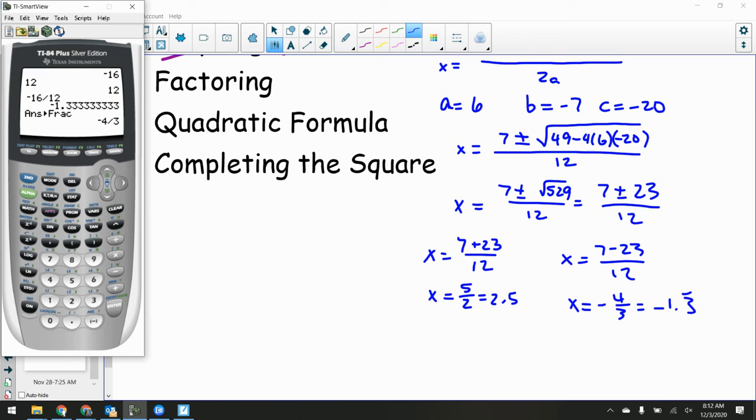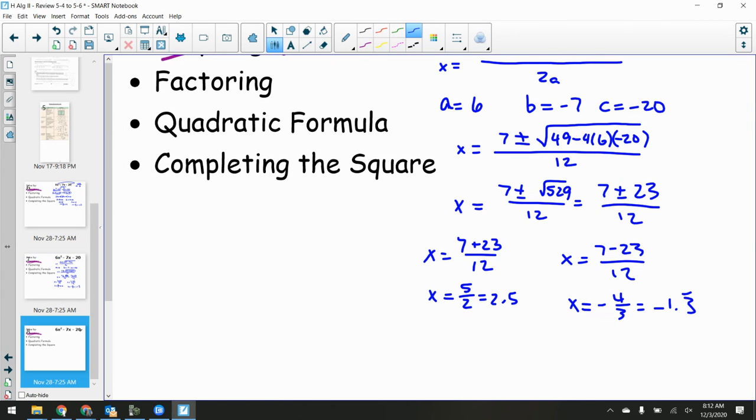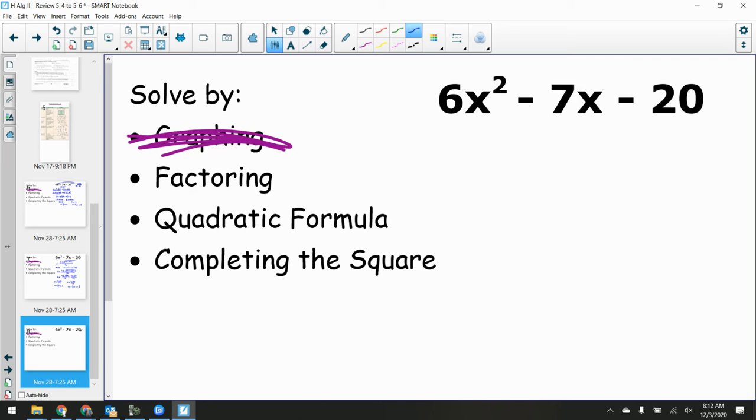All right, I'm not going to make you do completing the square by yourself. I just want you to appreciate factoring and the quadratic formula, because when we go to complete this square, this is going to be messy. It's going to be gross. It's going to be nasty. Why do I say that? Well, I start by moving my 20 over to the other side. So 6x squared minus 7x is equal to positive 20.